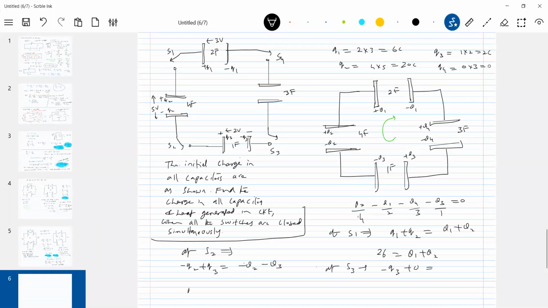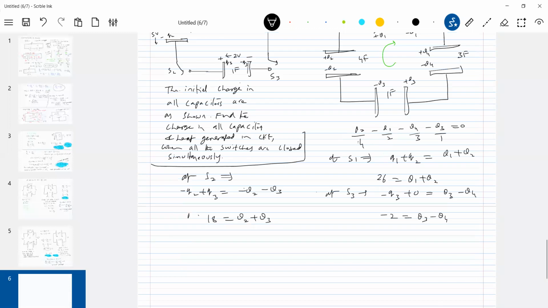Minus Q3 plus 0 equal to Q3 minus Q4. Q3 value, how much? 2. So minus 2 is equal to minus Q2 plus Q3. So this should be minus 18, or plus 18 should be equal to Q2 plus Q3.